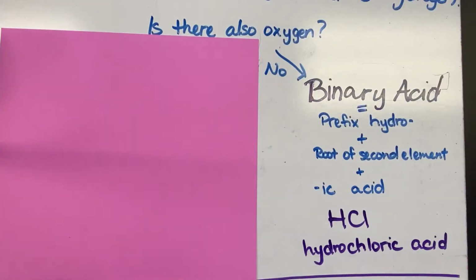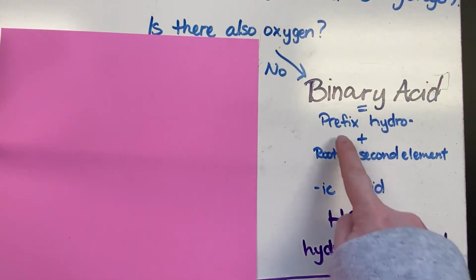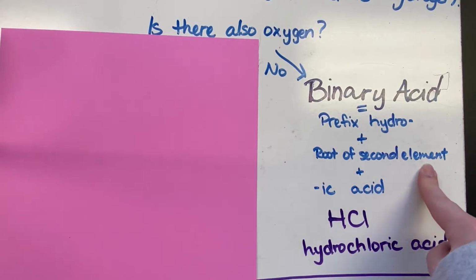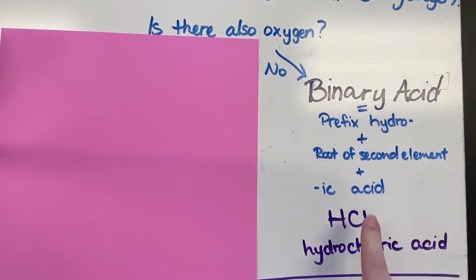When we're naming a binary acid, we're always going to include the prefix hydro, then the root of the second element. Remember, our first element will always be hydrogen. And for our ending, we'll change the ending to -ic and always include the word acid. So if you see HCl, you would follow the conventions. You'll include the prefix hydro, the root of this element, chlor from chlorine. Then we change the ending to -ic and include the word acid. So this would be hydrochloric acid.